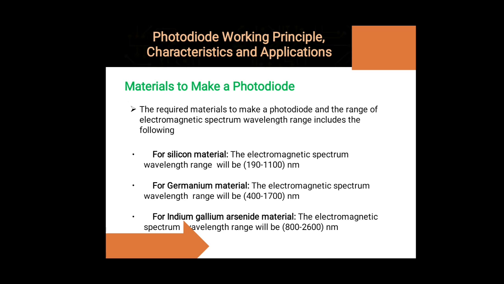So what are the materials used to make photodiodes? The required material to make a photodiode and the electromagnetic spectrum wavelength range is different for different materials. For silicon, the wavelength range will be 190 to 1100 nanometers, for germanium it will be 400 to 1700 nanometers, and for indium gallium arsenide it will be 800 to 2600 nanometers.